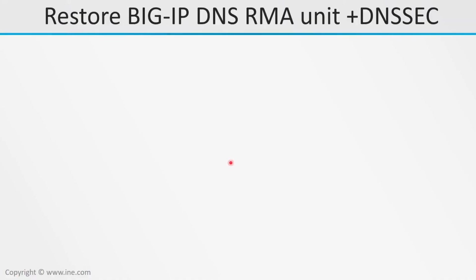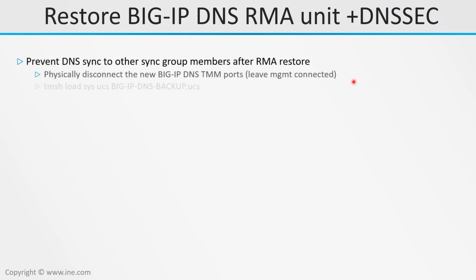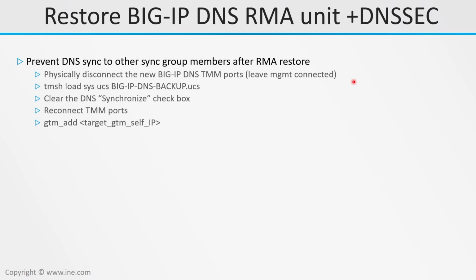Okay, first let's talk about restoring the BIG-IP DNS RMA unit, and if it uses DNSSEC, restoring the functionality for that. So let's say the DNS needs to be RMA'd for some reason. You received a brand new box that you need to now replace the existing one with, and you have the UCS file from the previous box. The first thing we want to do is prevent a DNS sync to other group members when we bring up the RMA unit, because we could potentially wipe out some of the configuration on the other DNS sync group members.